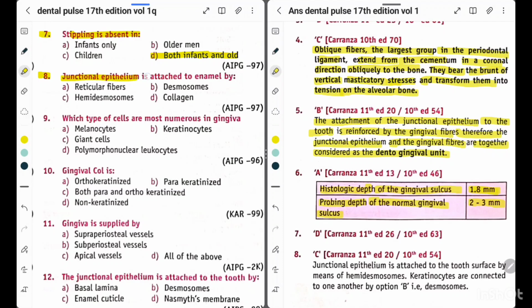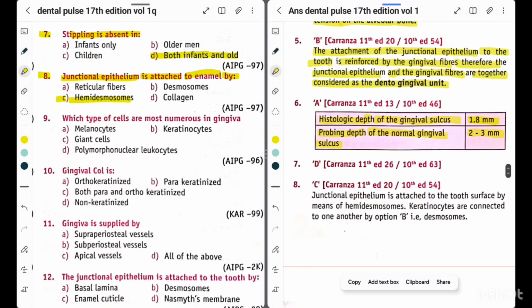Junctional epithelium is attached to enamel by, so its answer is C, hemidesmosomes. Explanation: junctional epithelium is attached to the tooth by the means of hemidesmosomes. Keratinocytes are connected to one another by option B, that is desmosomes. So junctional epithelium is attached by hemidesmosomes, and keratinocytes, these are the cells of the gingiva, are connected to one another by desmosomes.